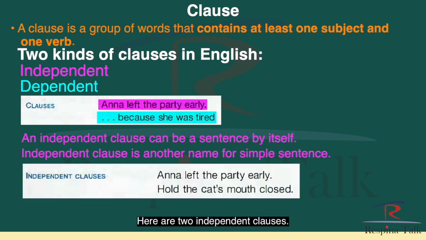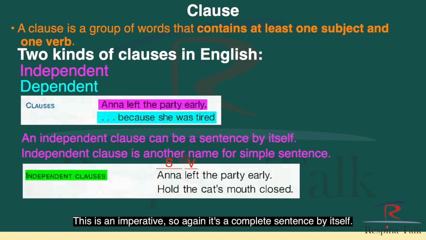Here are 2 independent clauses. Anna left the party early. Here you have a subject and a verb, so you have a complete sentence. And this is an independent clause. Hold the cat's mouth closed. This is an imperative, so again, it's a complete sentence by itself.